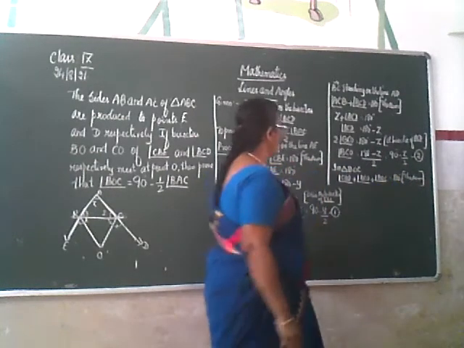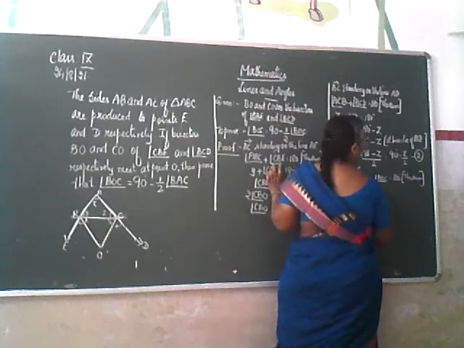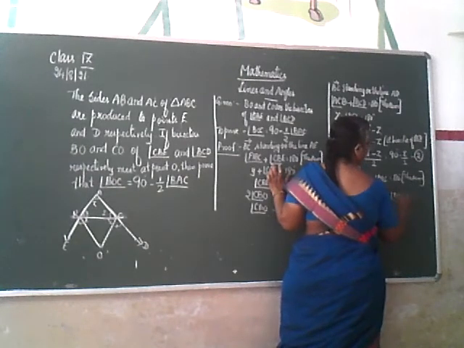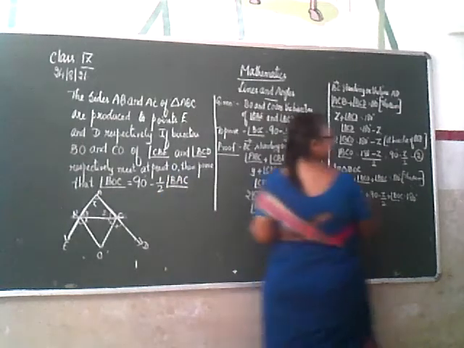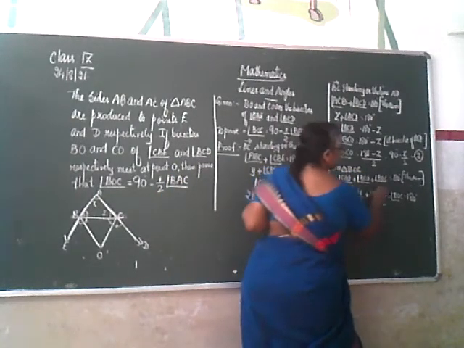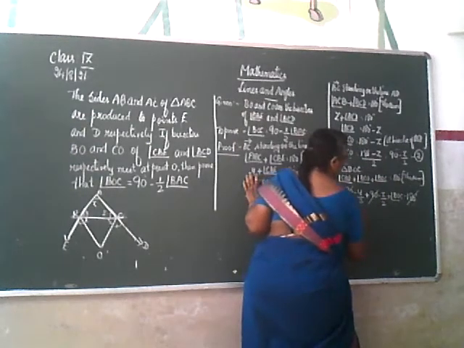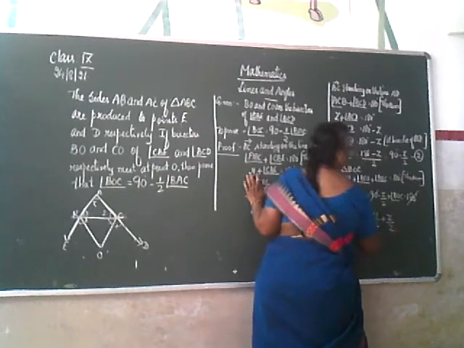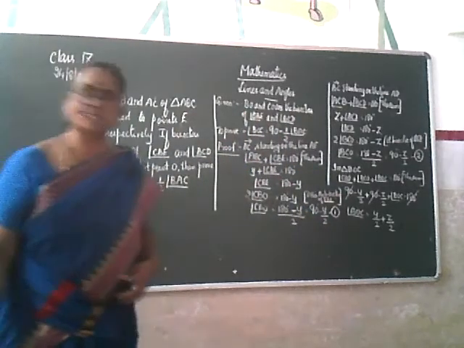What is CBO? 90 minus y by 2. What is BCO? 90 minus z by 2. We don't know BOC, which is equal to 180 degree. So, what is 90 plus 90? 180. So, these two are cancelled with this. So, let me transpose: BOC is equal to y by 2 plus z by 2. Because both are negative, it will become positive. So, y by 2 plus z by 2.